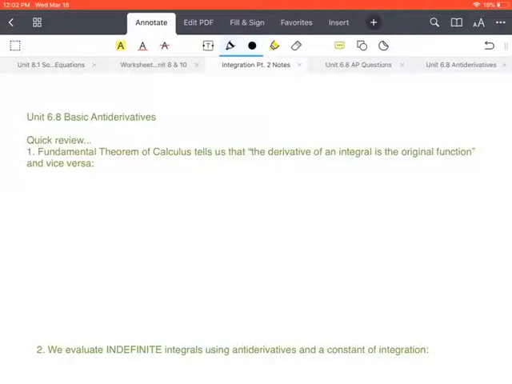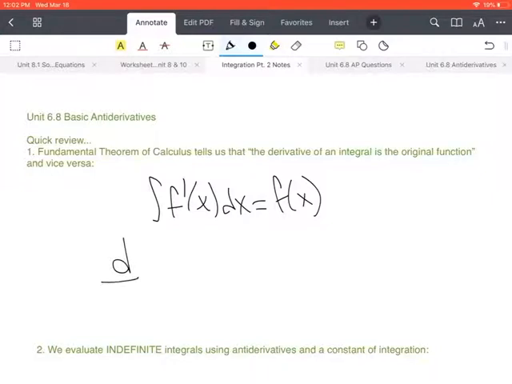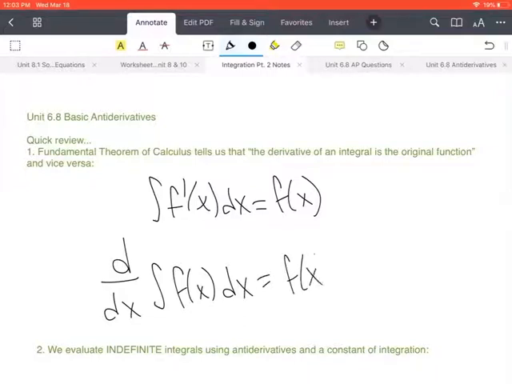All right, so quick review. Fundamental theorem of calculus tells us, in my words, you could write them in your words, that the derivative of an integral is the original function, and vice versa. In other words, the first FTC tells us that if I take the integral of f prime of x, so I'm taking the integral of a derivative, I get back my original function. And if I take the derivative of an integral of my function, I also get back my original function. The derivative and the integral are inverses of each other. They essentially cancel each other out.